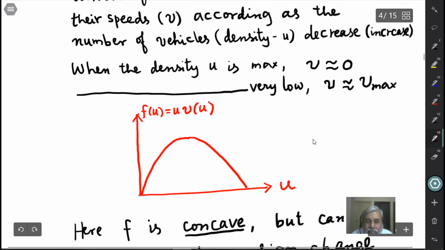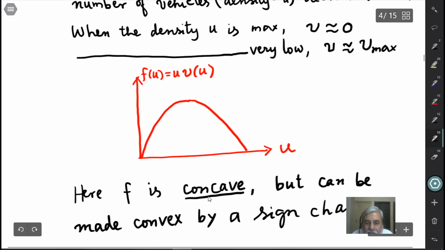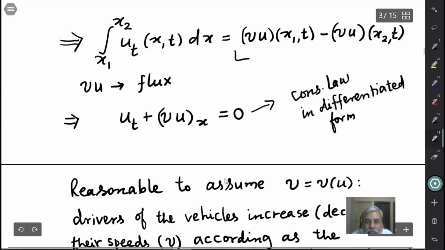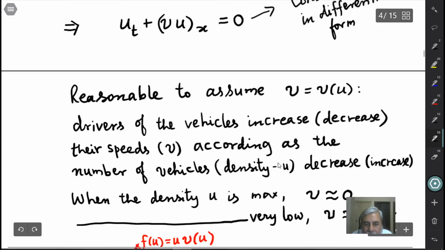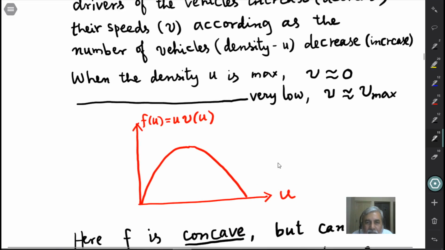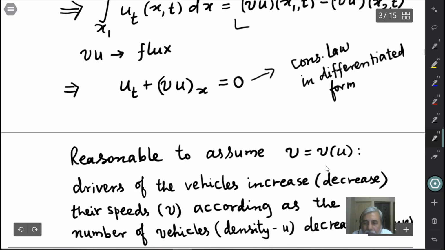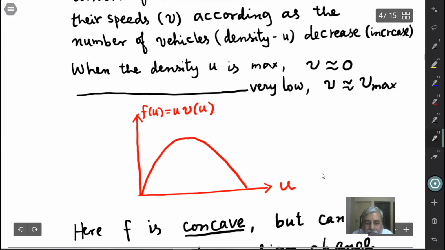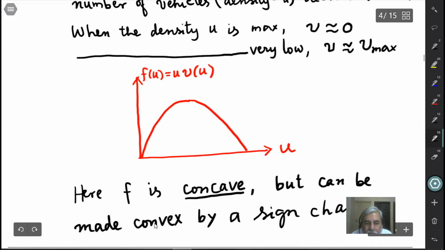In this case, looking at the graph of f(u), we see that f is a concave function, and so this conservation law is a concave conservation law. But most of the theory that we are going to study applies only to convex conservation laws, where the flux f is convex. That's easily turned into a convex law by changing the sign. If f is concave, minus f is convex.